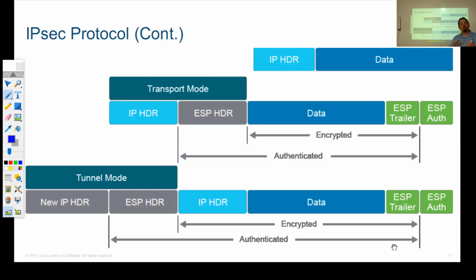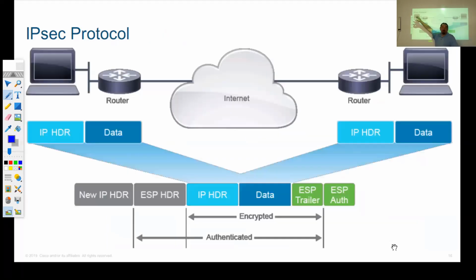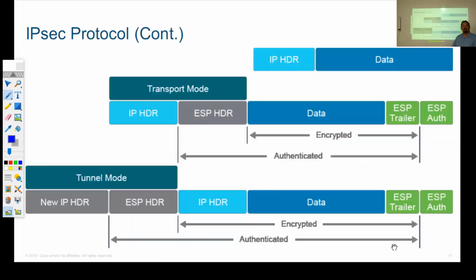Okay? So the idea would be that with this external header, let me skip back one page, we need to make sure that our end hosts actually have a public IP address, and we can send traffic directly back and forth between the two. So you see tunnel mode used a lot more in IPv4, where we're using things like network address translation.